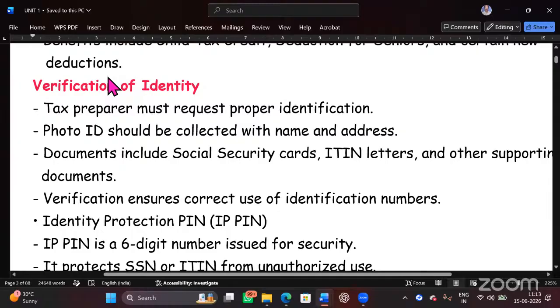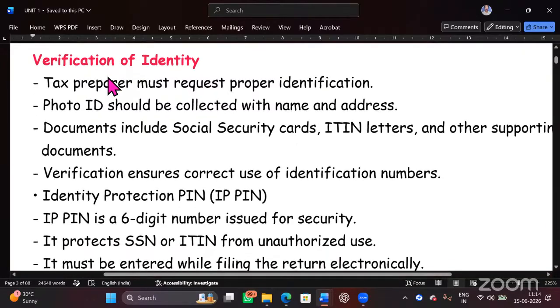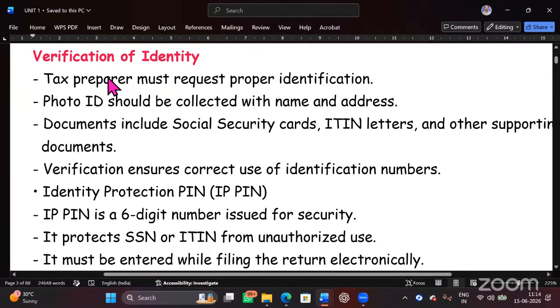When a preparer is helping a taxpayer, the preparer has to verify certain documents. The preparer must request identification with a photo ID. Similarly, when you try to take a loan from the banks, bankers ask for our identity, like the Aadhaar card. The Aadhaar card has a photo ID, address ID, and Aadhaar identification number, everything like that. The preparer must take the information clearly from the taxpayer.